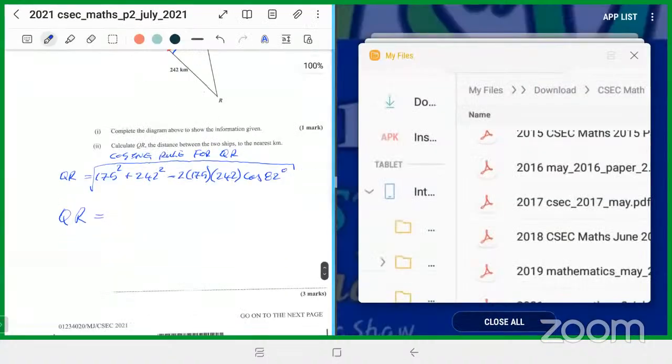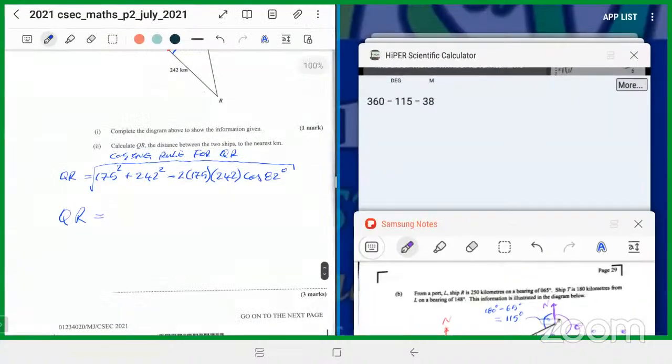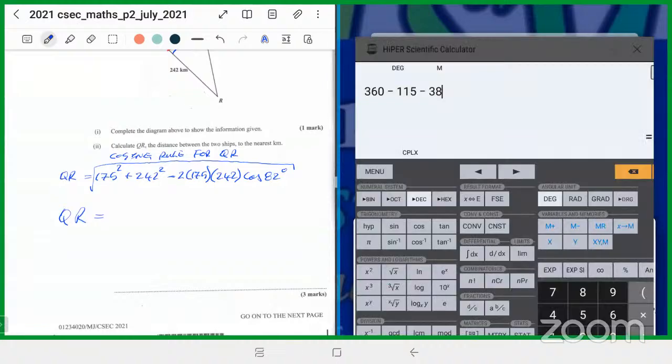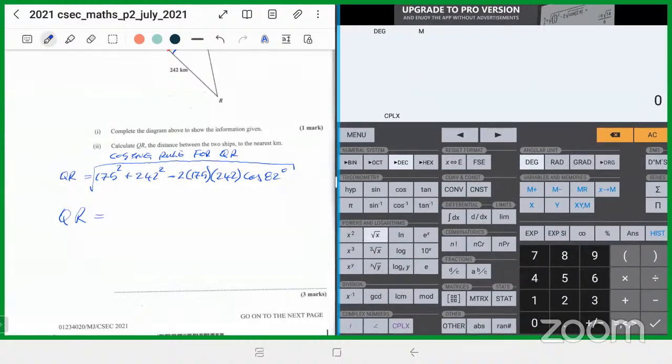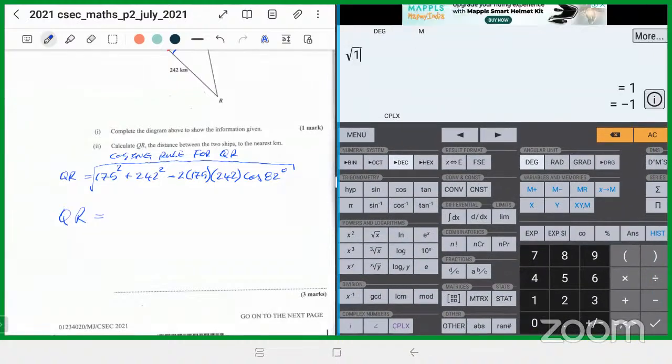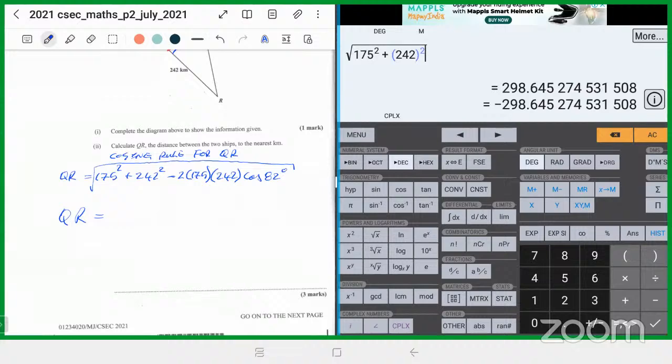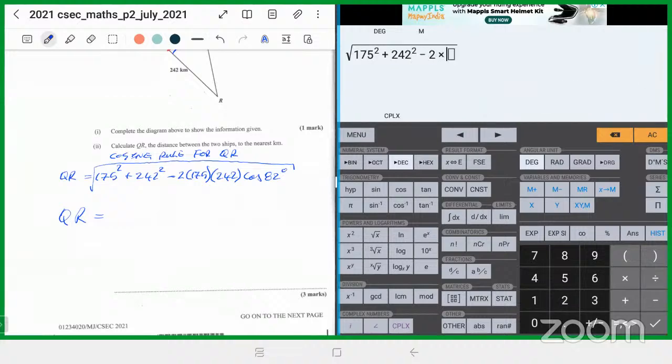All right, so let's get the calculator and work it out. So it's cosine rule again. I'm putting the square root of 175 squared plus 242 squared. Then I'm subtracting 2 times 175 times 242 times cosine of the 82.